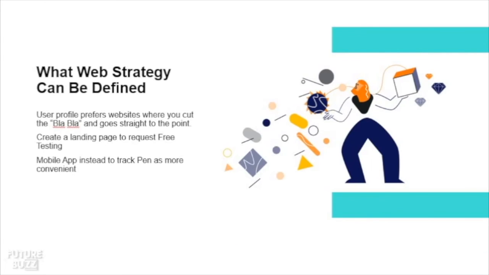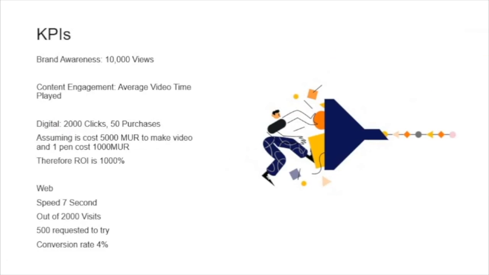So in terms of web strategy, we can understand that the user profile prefers websites where you cut the blah blah and go straight to the point. So you can create a landing page straight to the point that highlights the key message, and you can request them a free testing. And also you can propose a mobile app instead to track the pen, as it's more convenient than if you lose the pen going on the website. So mobile is handy, it's in your pocket, so it's much easier and more user friendly, obviously.